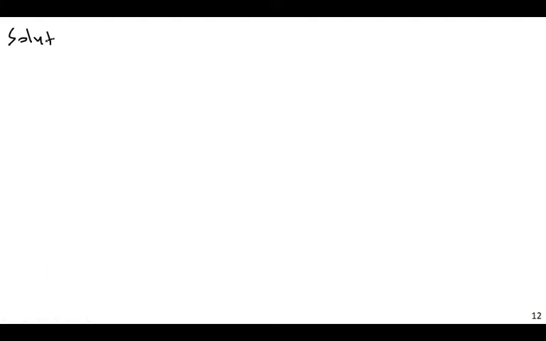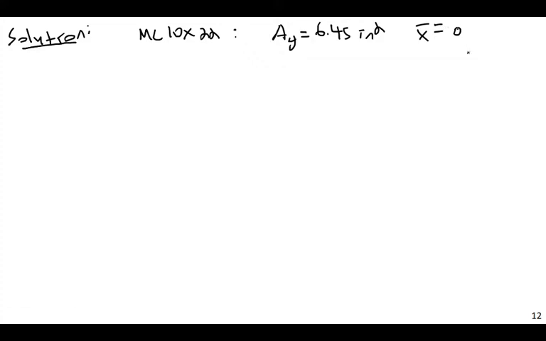First, solution. This is an MC 10 by 22, and I do need some basic properties. From the table I can find the gross area, Ag, is equal to 6.45 inches squared. X bar is equal to 0.990 inches. Then tw is equal to 0.290 inches, and the depth, d, is equal to 10.0 inches.